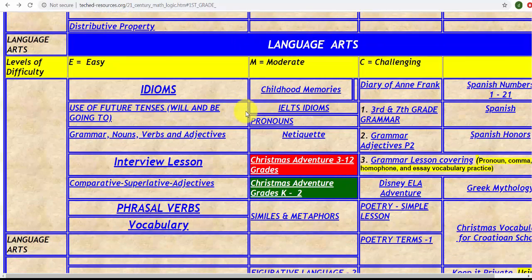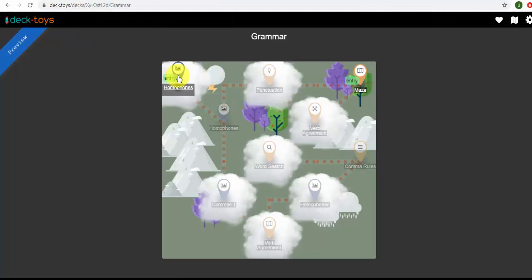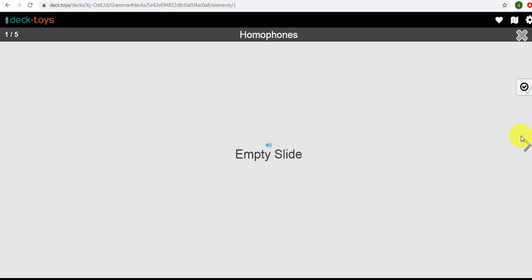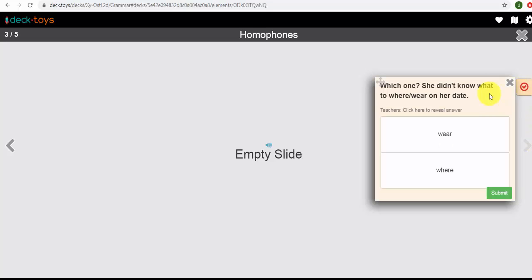Okay, language arts. With language arts, we need to learn our language arts. Now, we're going to present it different ways. And this is a nice thing about deck toys. Okay, homophones. Oh, empty slide. Oh, here. Click here. Where and wear.